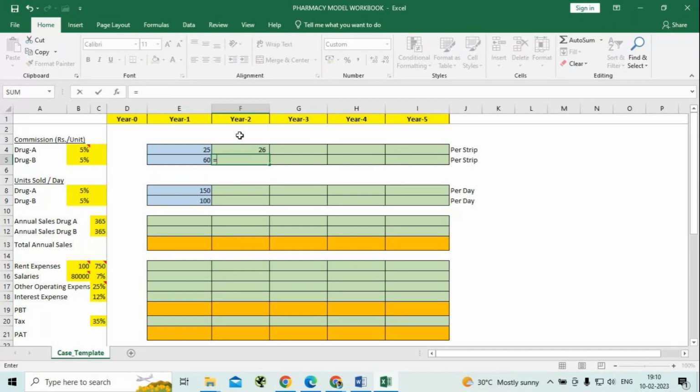Same thing, I'll do it for this into 5%. Sorry, open the bracket, 1 plus 5%. Close the bracket, accept it. And even the sales volume is increased equal to the previous year value multiplied with open the bracket, 1 plus 5%, the percentage of increase. Then equals to previous year multiplied by open the bracket, 1 plus 5%. And accept this.